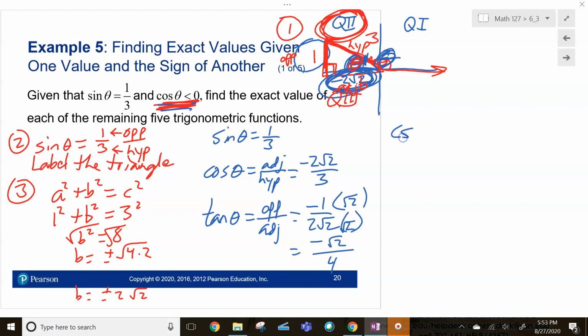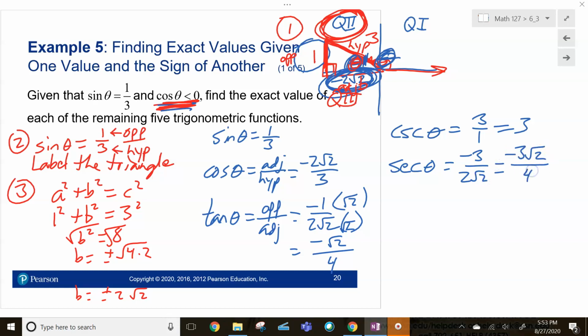Now I just do the reciprocal. So cosecant, instead of 1/3, I got 3 over 1. Secant, instead of negative 2 root 2 over 3, I got, flip it around, and then cotangent. So I got negative 2 root 2 over 1. Okay? That's how you find the 5 remaining trig functions for that.